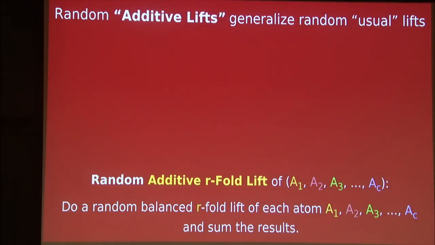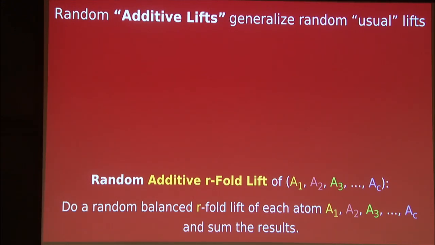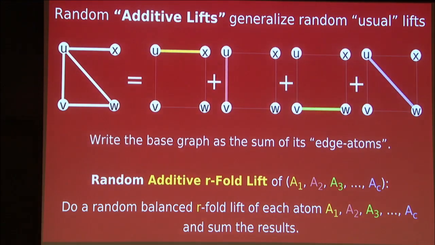And let me tell you that it actually generalizes the usual notion of lifts as follows. Let's say you have just a generic single graph. What you should always do when you have one generic graph is think of it as if it has C edges, think of it as the sum graph of C atoms, each of which is a single edge. So take the graph, and for each edge, just make an atom out of it.